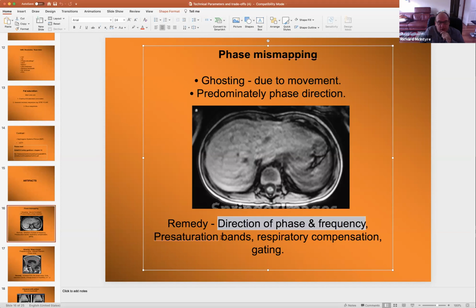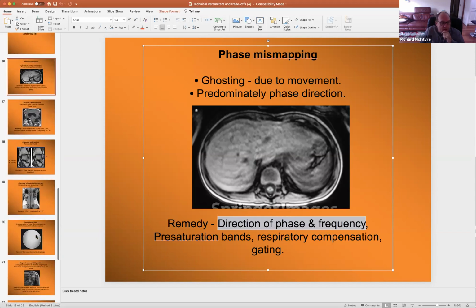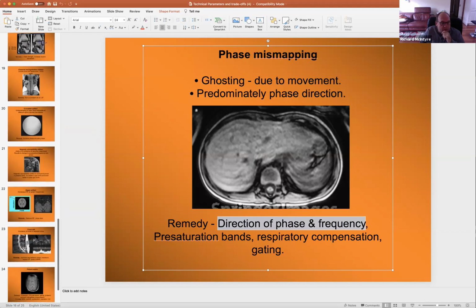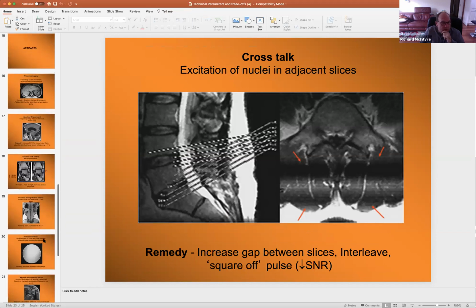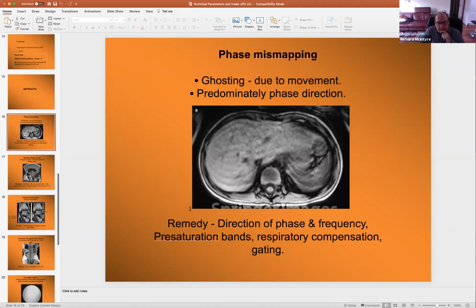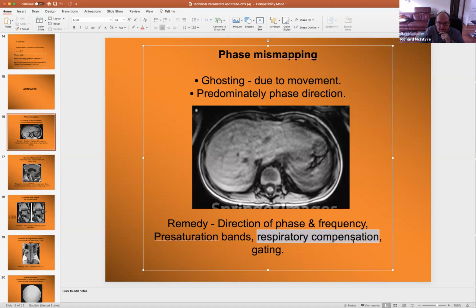Pre-saturation bands, so we know pre-saturation bands null the signal. I think I've looked for this before and I haven't put one in, unfortunately. There's no, that's similar to a pre-saturation band, but it's not. Jumped the gun, wishful thinking. Respiratory compensation, so obviously this is breathing, so we can take a picture every time the patient breathes. Okay, and we'll discuss that when we talk about the abdomen and respiratory gating.